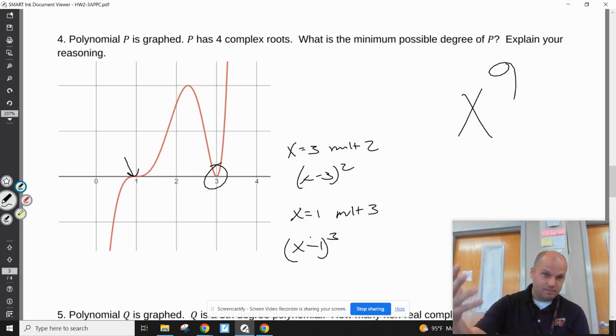We knew it had to be odd. We see a double root, a triple root. We're going to have 5 reals plus 4 more.